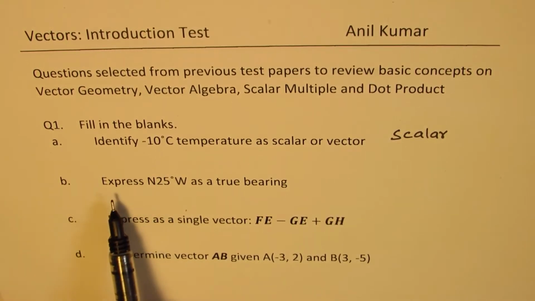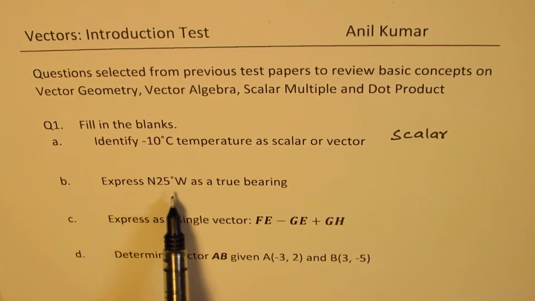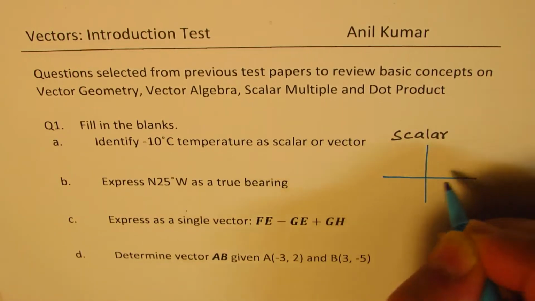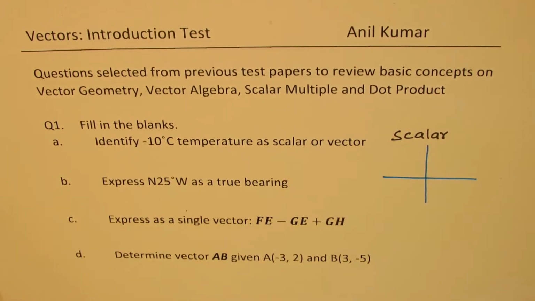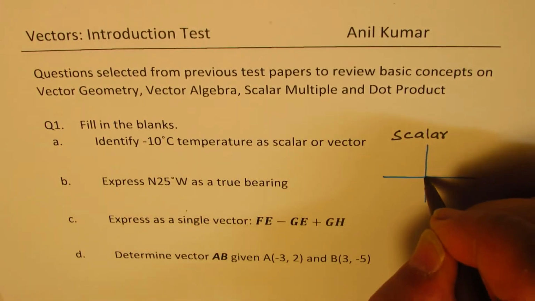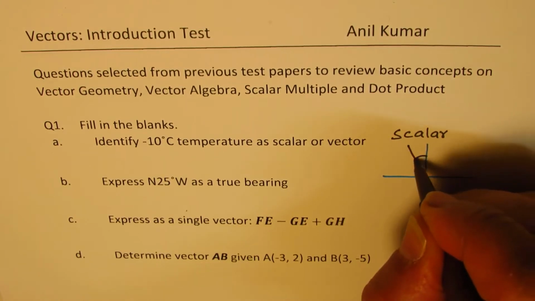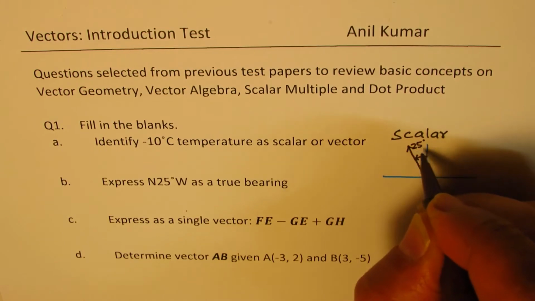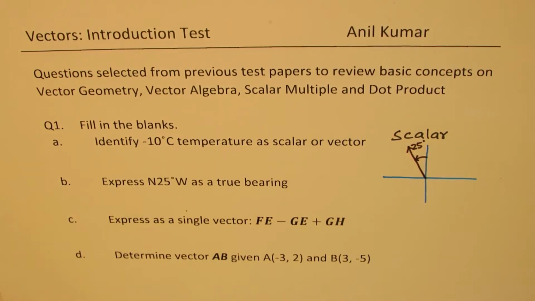Part B. Express north 25 degrees west as a true bearing. Now, bearing angles are always measured from north in the clockwise direction, right? We are given from north 25 degrees west. That means something like this. So that is 25 degrees west, right? So this is the direction which is given in the question. What we need to write is the true bearing angle.